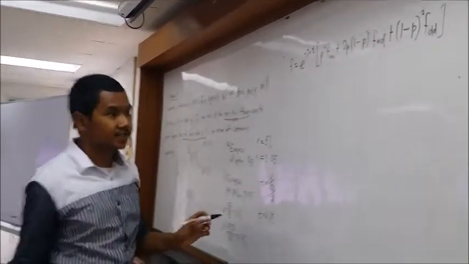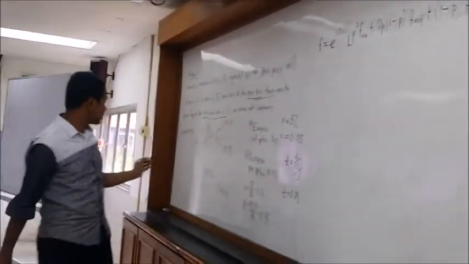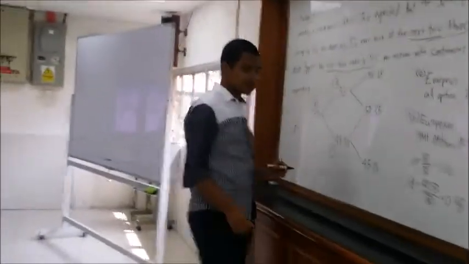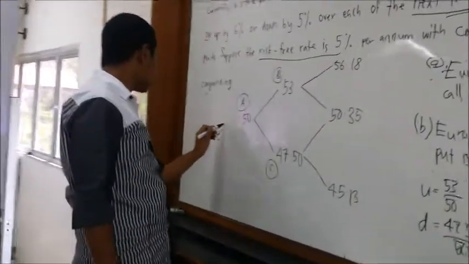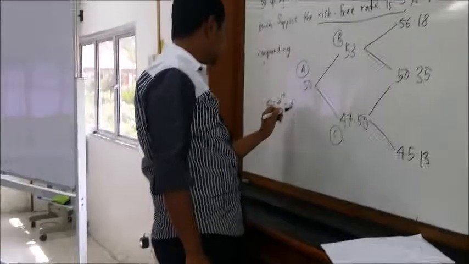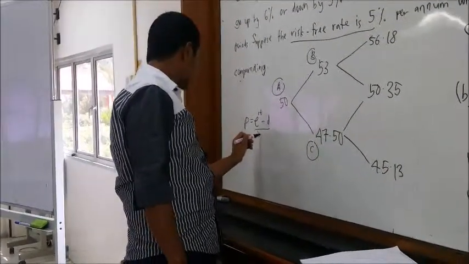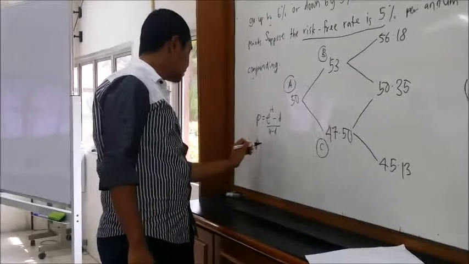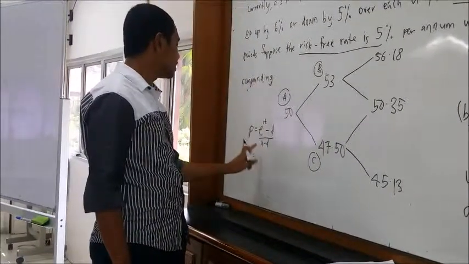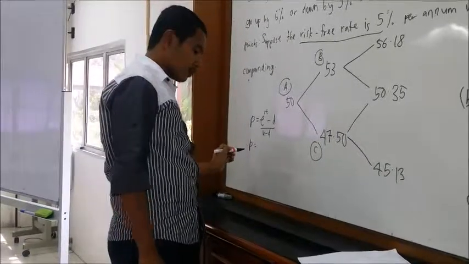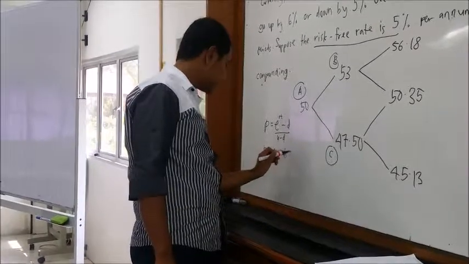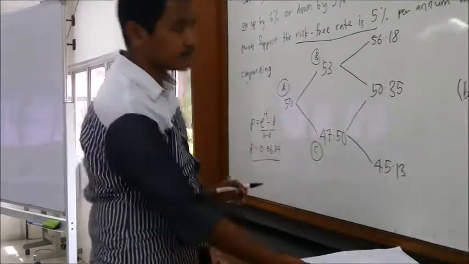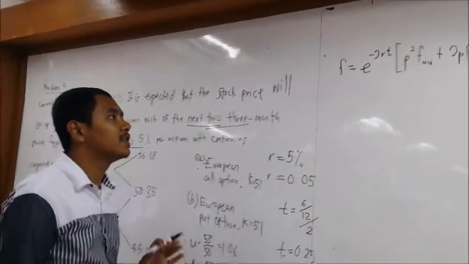We already have rt. For p, we still don't have the value. Our p is equal to e to the power rt minus d, over u minus d. We already have rt, u and d, so we get p equal to 0.5689. So for rt and p, we already have the values.